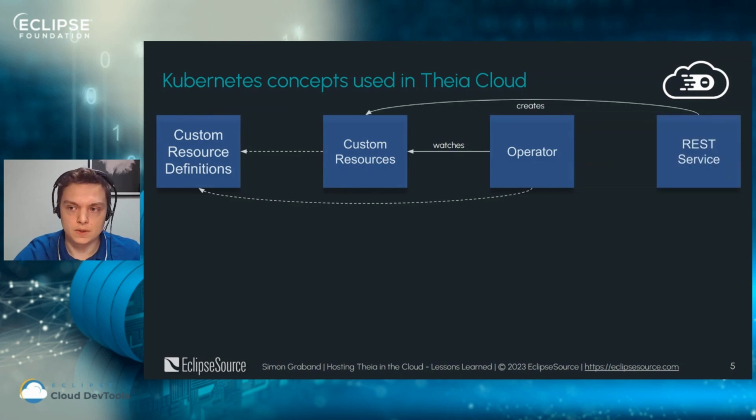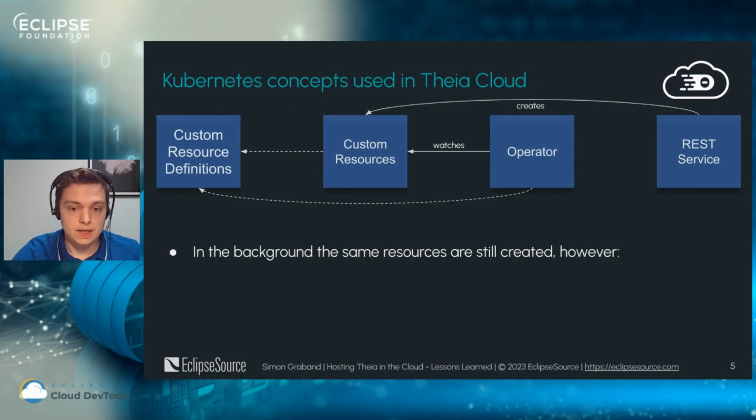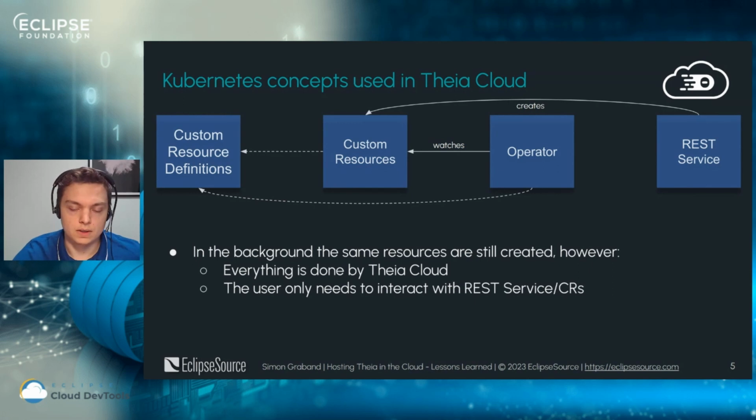But we can even take it one step further, and we provide a REST service that creates those 3 custom resource types for you. So in the end, you only need to talk with the REST service and not deal with any resources at all. Now, what is important to note here is that in the background, the same resources will still be applied. However, this is done automatically by Theia Cloud, and you just need to interact with fewer resources or with the REST service, as described.